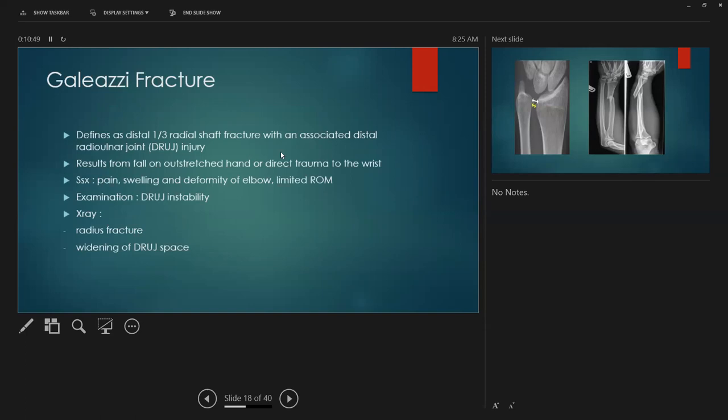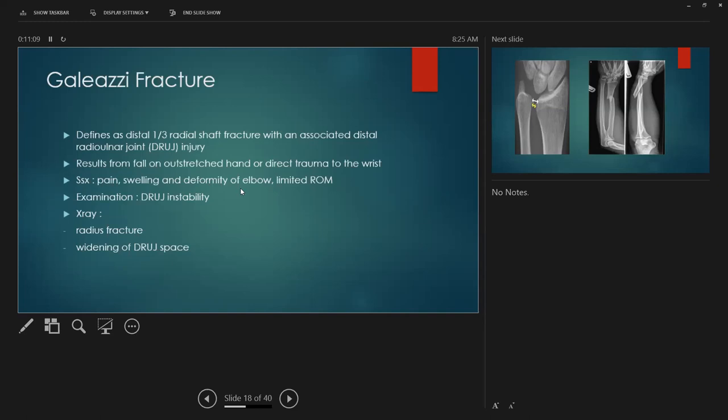So for Galeazzi fracture, we have to try to examine for DRUJ instability. So what you do is you apply a shearing force on your patient's distal radius and ulna. So you try to compare with your non-injured hand.